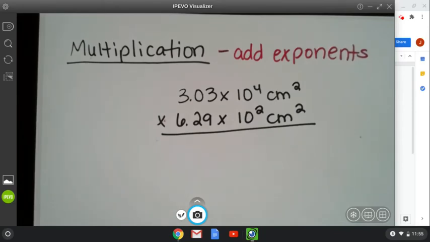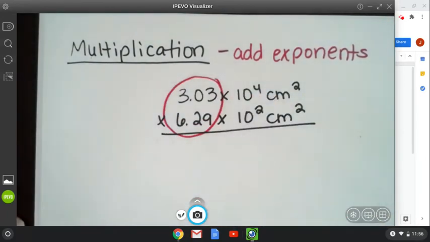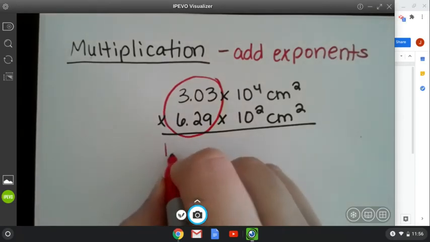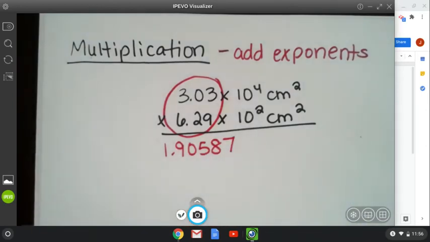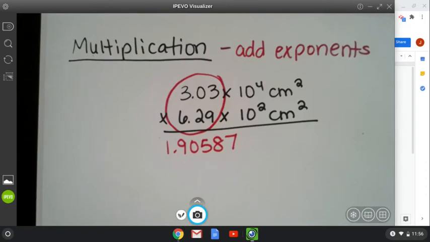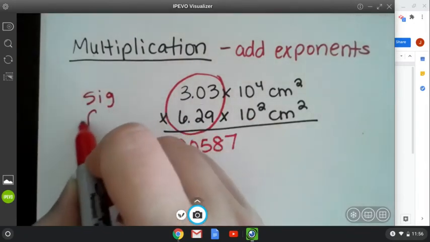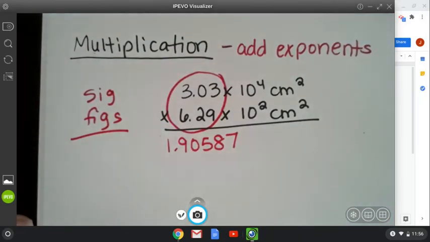Okay, so what we're going to do is follow our rules. You multiply the numbers. So those two numbers, I'm going to multiply them together. 1.90587. But we're not done. That's not our final answer because since we did sig figs, can't forget about those. Those are always going to come back into factor, especially right now.